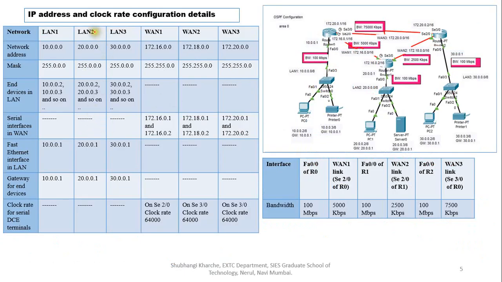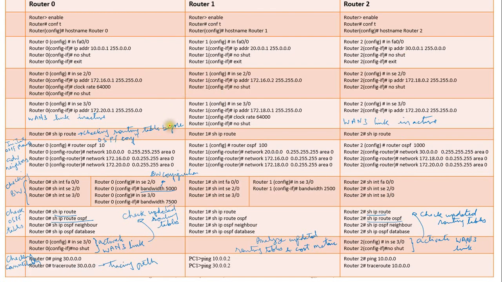Now this table shows the IP address configuration and the clock rate configuration details. You can note down these IP addresses, but it is not necessary that you should follow the same IP addressing scheme. You can use other IP addresses also. Here in this table I have noted down the bandwidths available on the fast Ethernet interfaces and the serial interfaces on each of the routers.